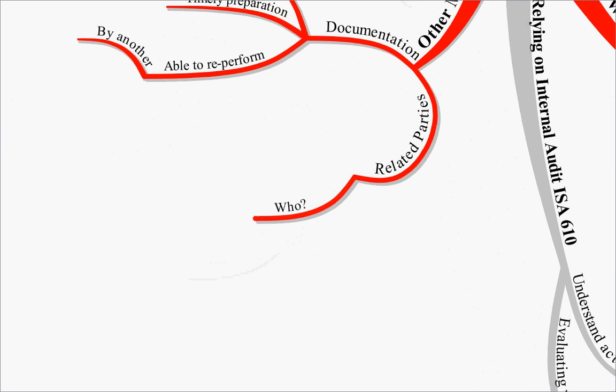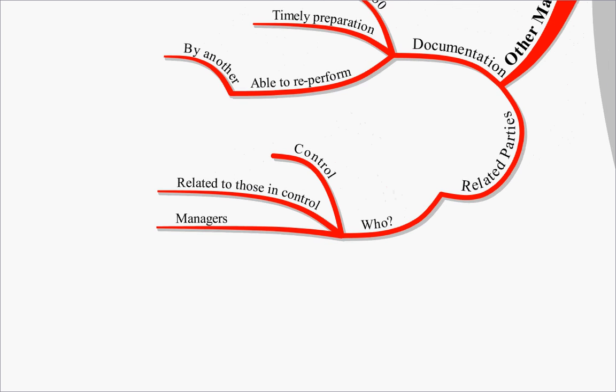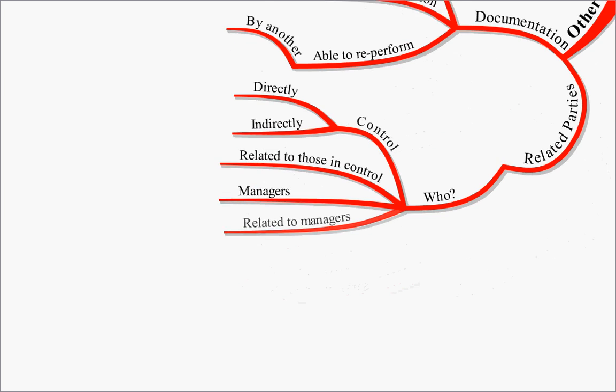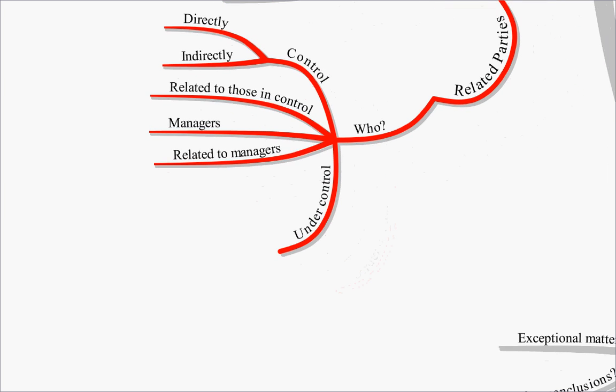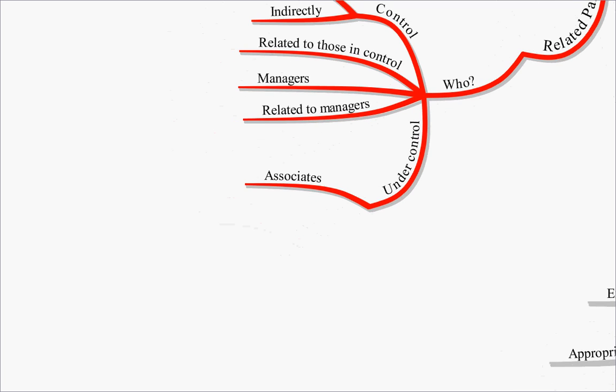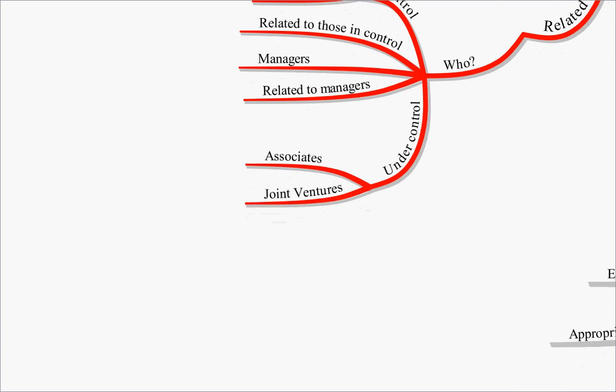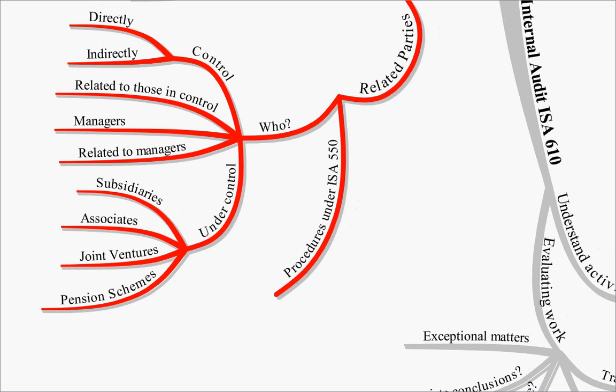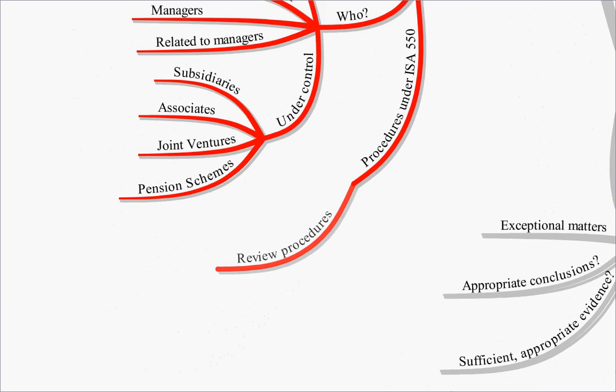Under related parties, who are related parties? They're those who are related to those in control, or managers, or those who are actually in control, indirectly or directly. Anyone who's related to managers, or anyone who's under the control of the entity, such as associates, joint ventures, subsidiaries, or maybe pension schemes. So anyone who is under control of the entity, such as subsidiaries, associates, joint ventures, or pension schemes, are related parties.